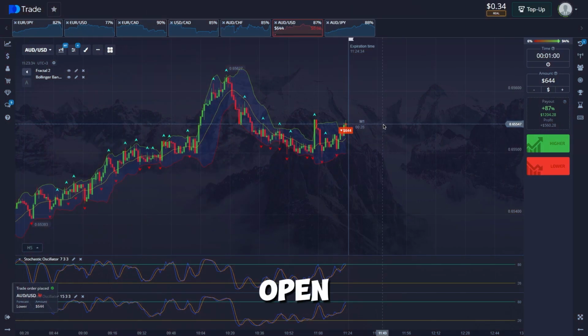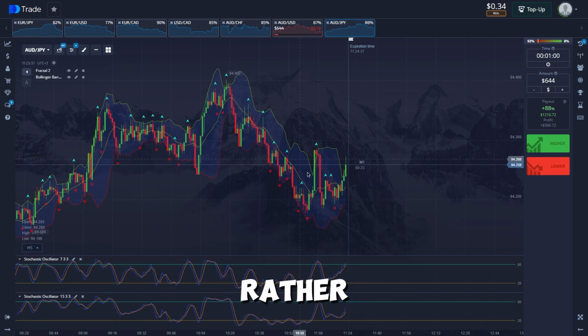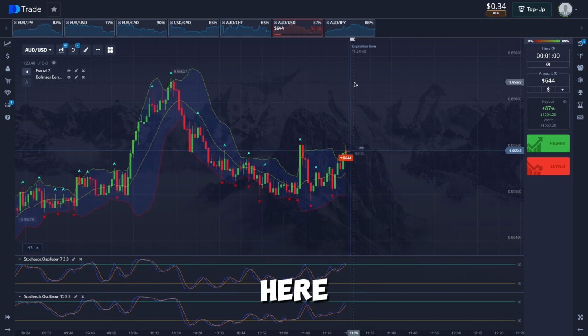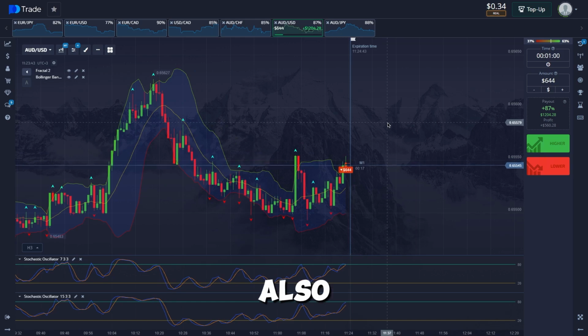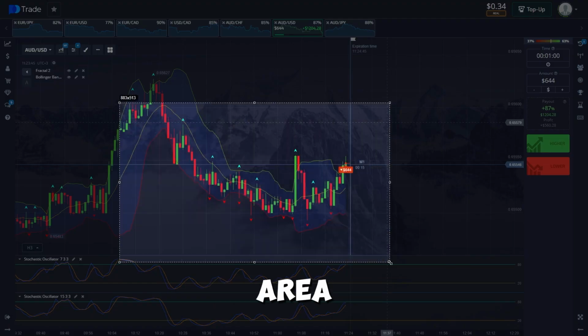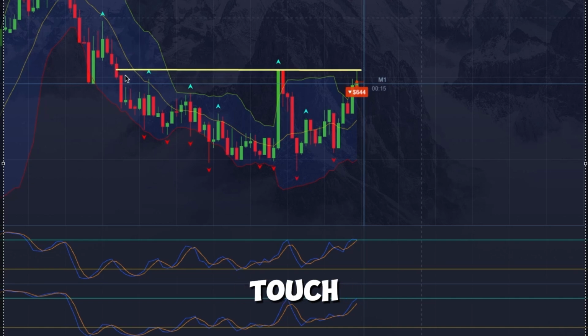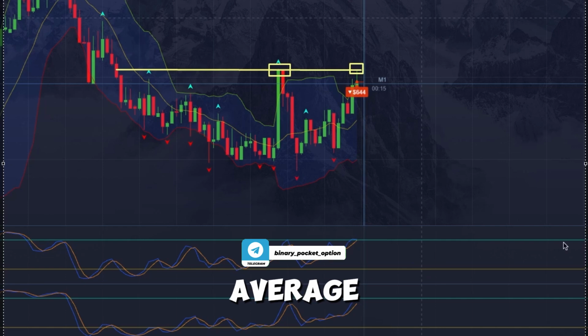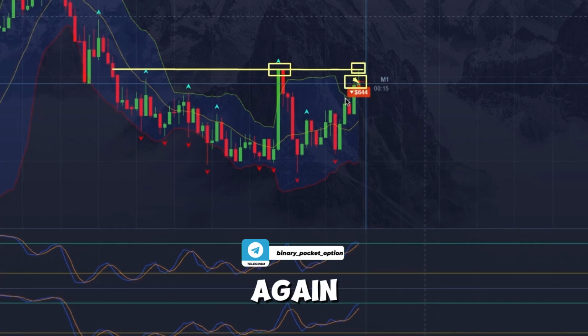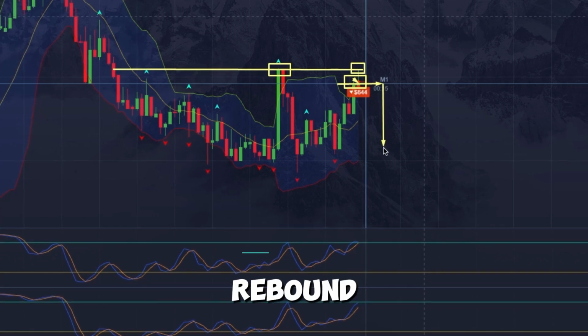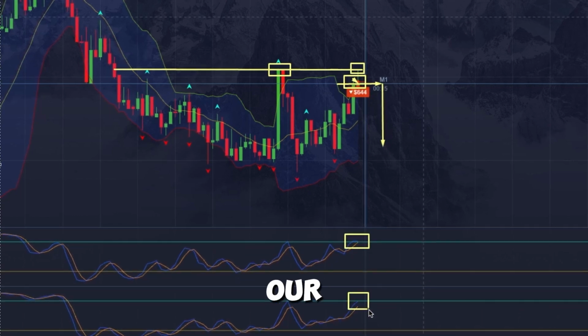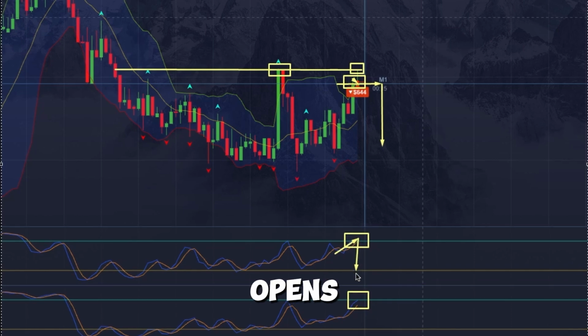Here I want to open a trade for a decrease on this currency pair. Here we have a good touch point. We can also highlight the resistance area and the breakout level here. We see that we have a perfect touch. The local maximum should be updated. The upper moving average also touched at this point, and we are opening down again. We also see an upcoming rebound from the overbought area on our oscillators, so the deal opens down here.